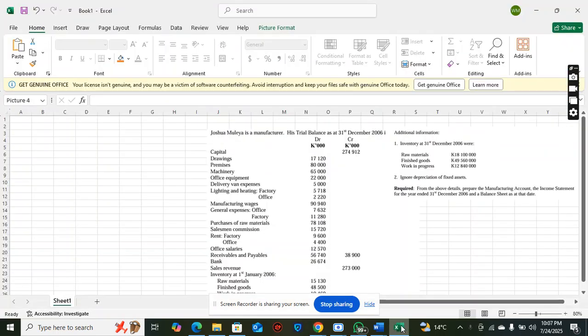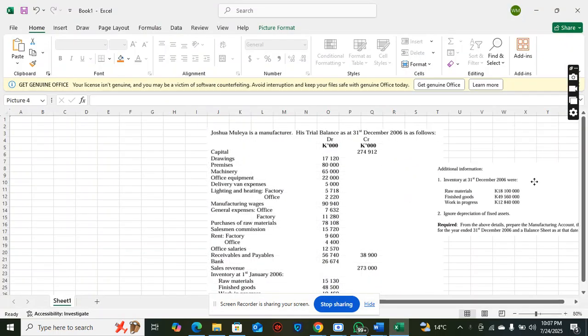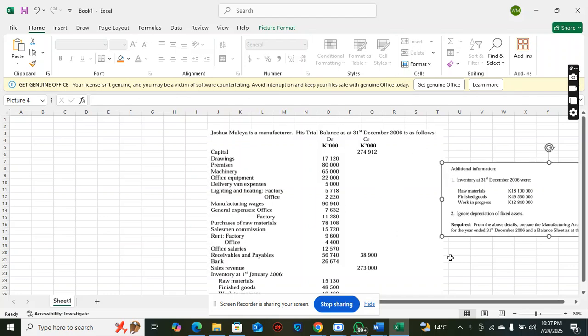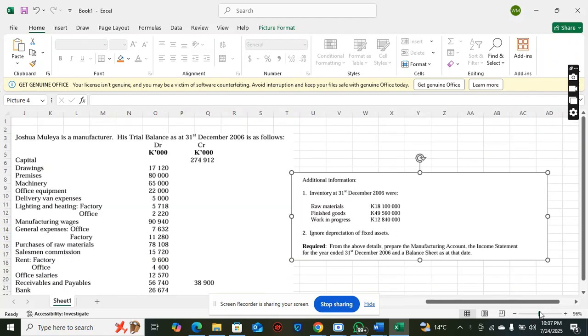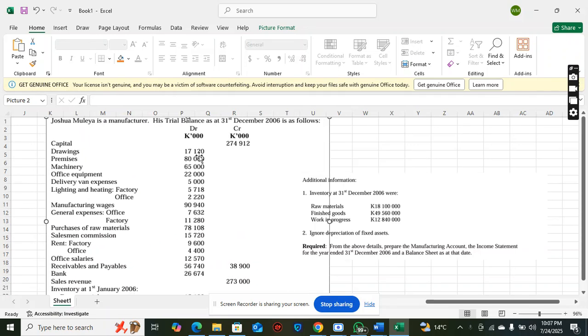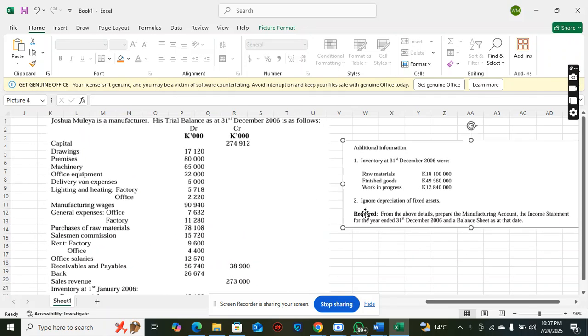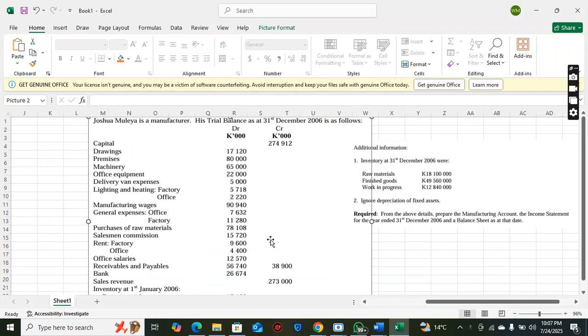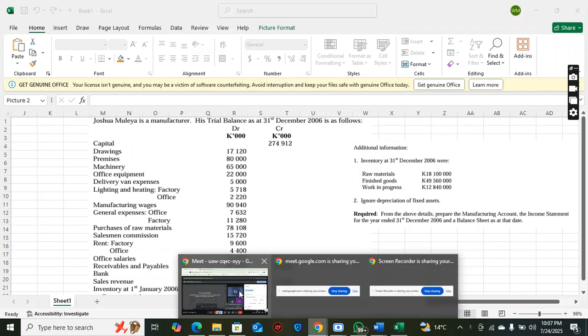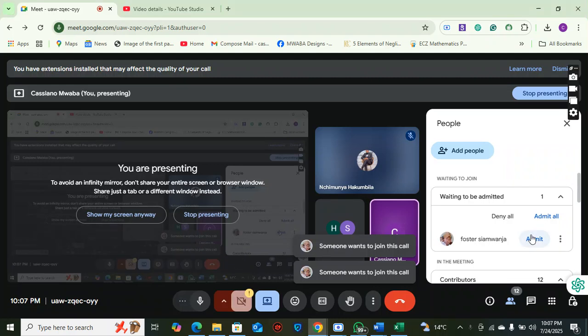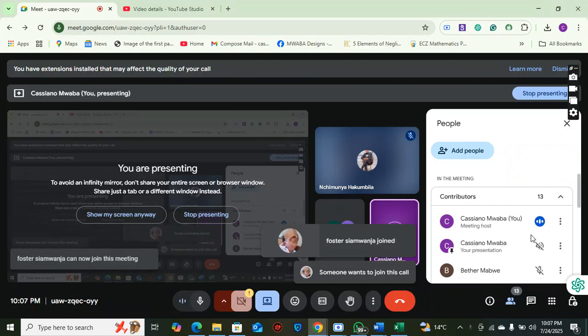Okay, so let's look at the question. We've been given information about Joshua Mulea. He's a manufacturer. His trial balance is as follows. We've got all this information in the trial balance, which we're going to be looking through as we make these accounts and these statements.